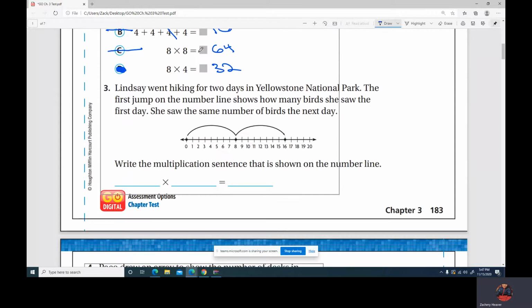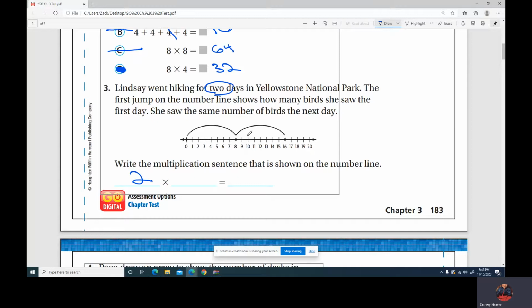Let's go to number 3. Lindsay went hiking for 2 days in Yellowstone National Park. The first jump on the number line shows how many birds she saw the first day. She saw the same amount of birds the next day. So she has 2 days and she saw the same amount each day. So we have 2 days or 2 jumps. We know that's going to be the first number.